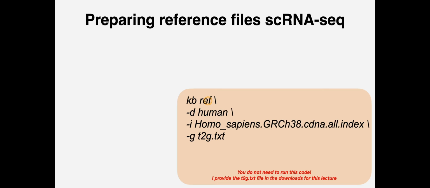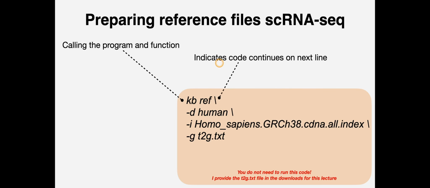You do that with kb ref. And I'm showing you the breakdown of the code you would enter in the command line here, just as I did in the past for Kallisto. And so we have calling the program and the function. This is, of course, assuming you've activated the Conda environment. We have our little slash here that indicates that the code continues on the next line.